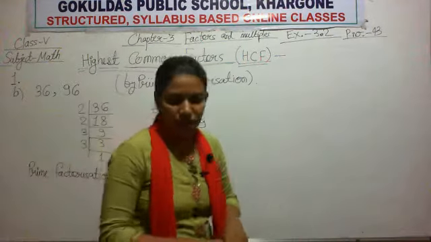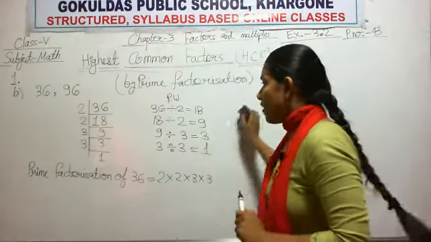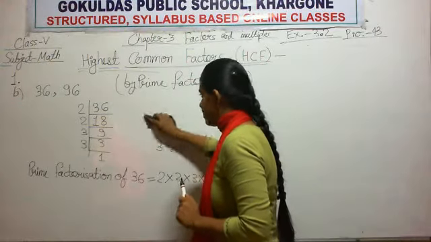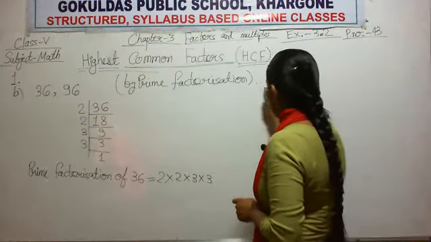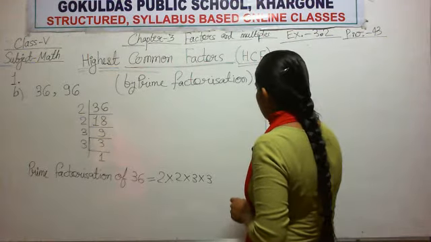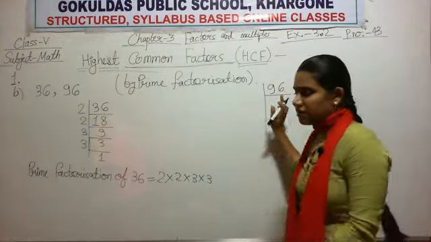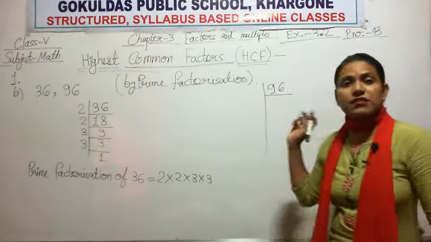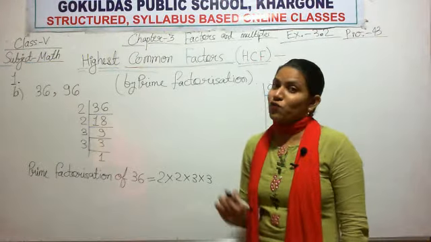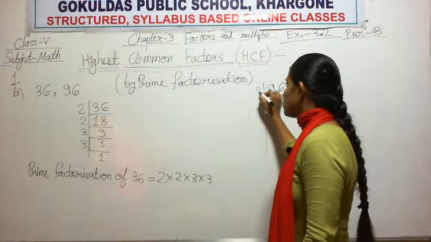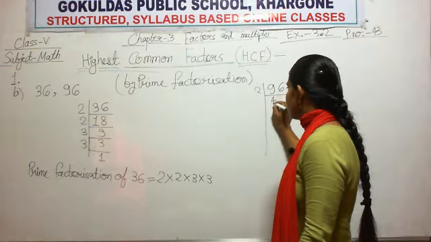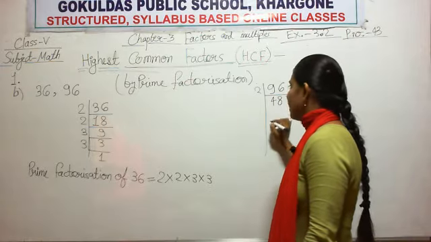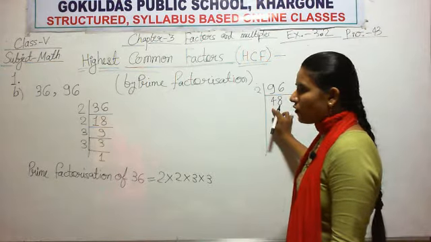Now our other number is 96. So let us find the prime factorization for 96. So here I am finding the prime factorization for 96. 96 is an even number, so we can divide it by 2. When I divide, my quotient is 48. So I am writing 48 over here.